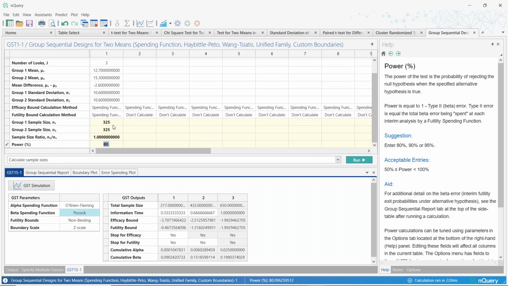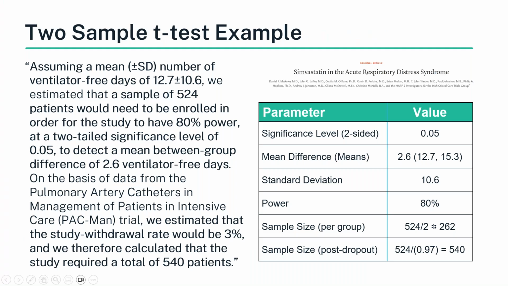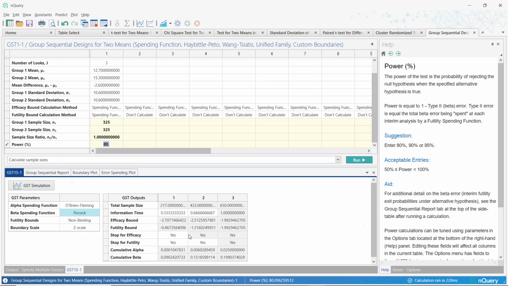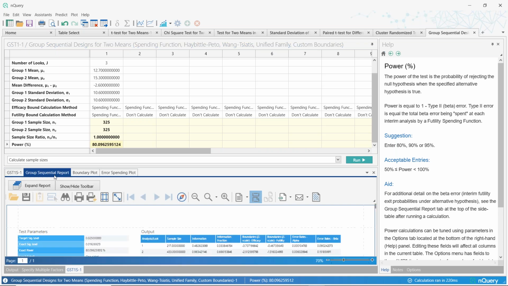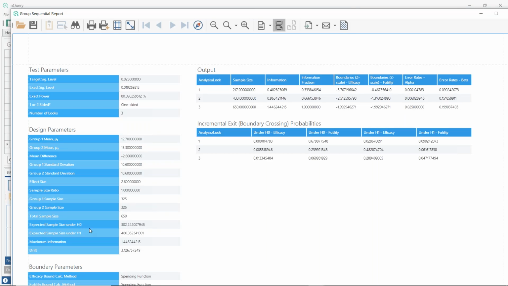And you can see we get a sample size of 325 per group. So this is a non-trivial increase compared to 262. But let's get further into the detail. Let's consider some of the nuance here, and we can do that by going to the group sequential report. If I click expand report and scroll down to these fields, the expected sample size under H0 and H1, you can see that under the null hypothesis, where the mean difference is actually 0, we would expect the average sample size to be reduced due to early stopping.